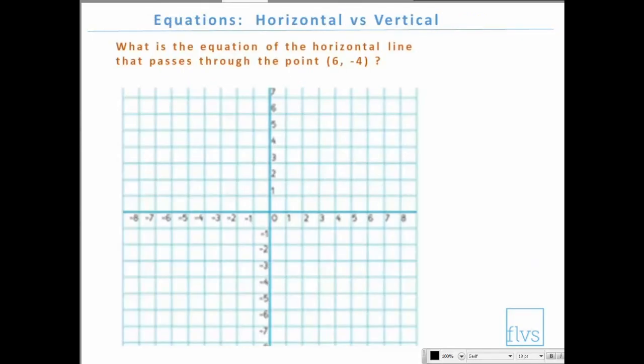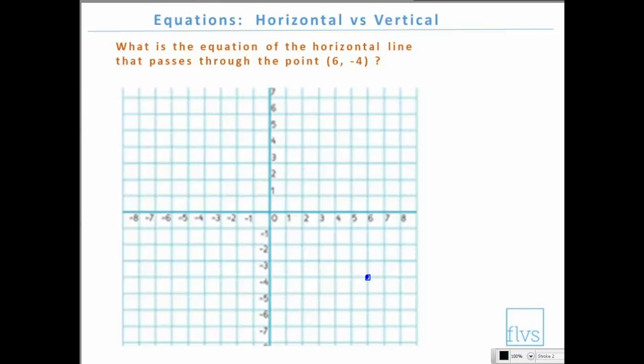As we move on to other types of equations, it all kind of ties together. So we read this carefully. We say, what is the equation of the horizontal line that passes through the point 6, -4? Well, this is just like before. And if you need help visualizing it, go ahead and throw the point on the graph. So if we go to +6, we go 1, 2, 3, 4, 5, 6 over here, and we go down to -4, and we put our point.